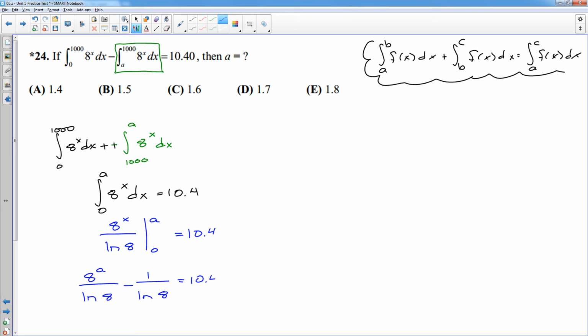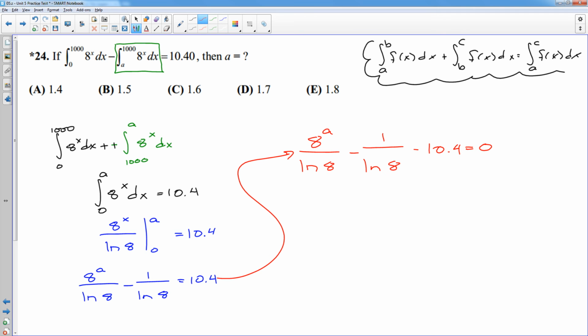And this is a calculator problem. So what I would do on this one is I would actually move the 10.4 over, make it 8 to the a over natural log 8, minus 1 over natural log 8, minus 10.4, set that equal to 0. I would graph and find the roots. And when you do that, it turns out that the answer is 1.5.